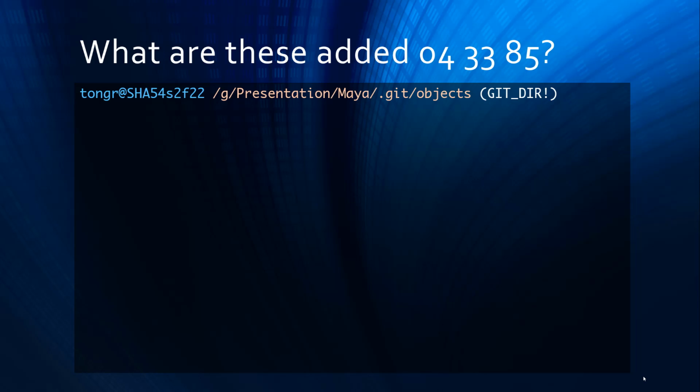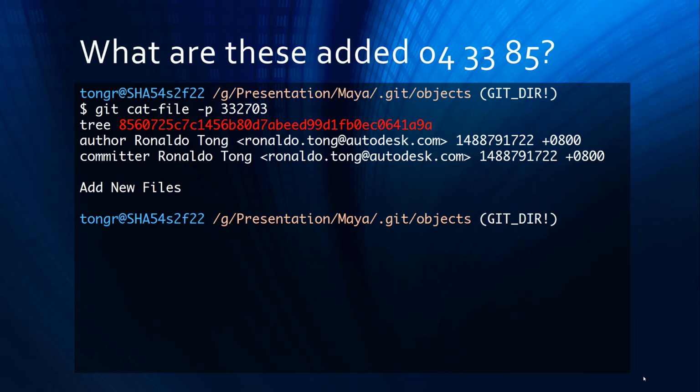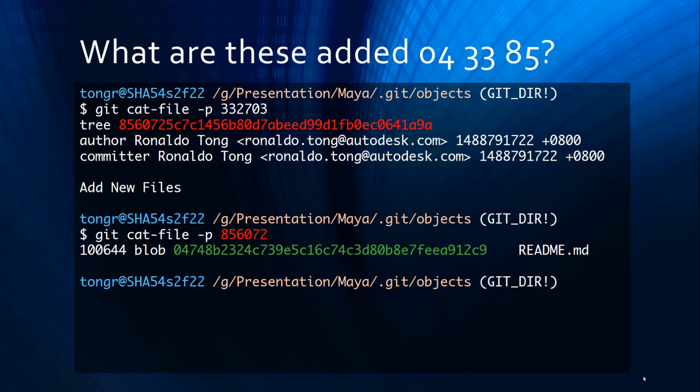However, we can use the git built-in command cat-file -p to check the content of each file. At first glance, we see some description in file 332703 and A56072. And to our surprise, in file 04748b, the content is what we wrote in the readme.md.